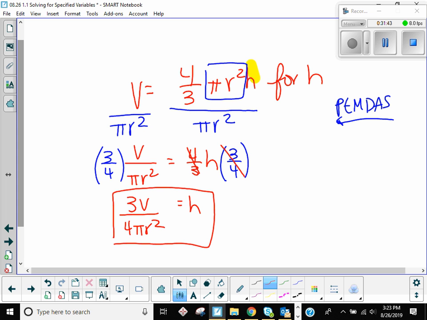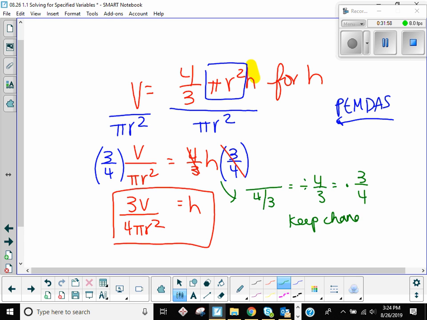Some people might think about it right here at this step as dividing both sides by 4/3. Just remember that dividing by 4/3 is the same as multiplying by the reciprocal. That's your keep change flip. And that will get you to the same spot that I did. And that is one of your homework problems.